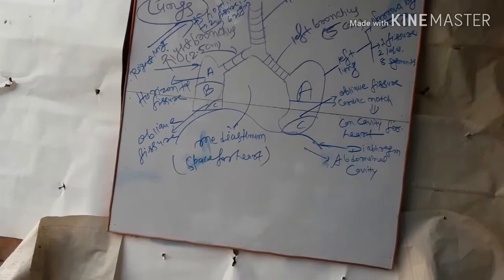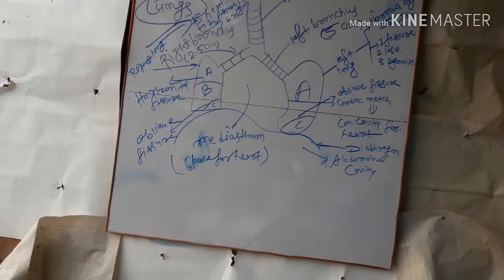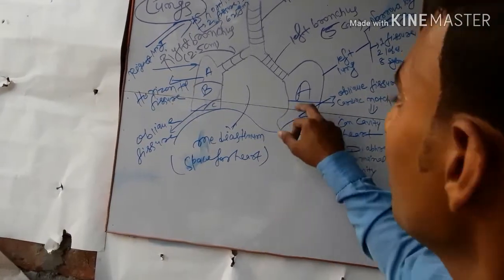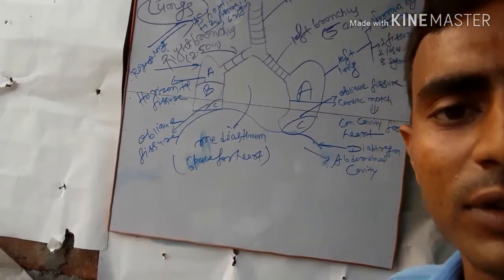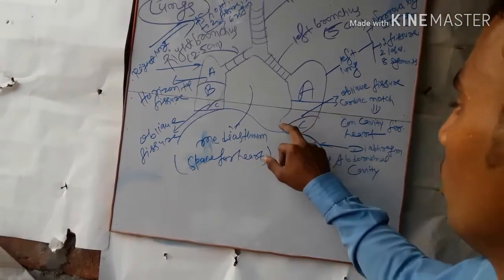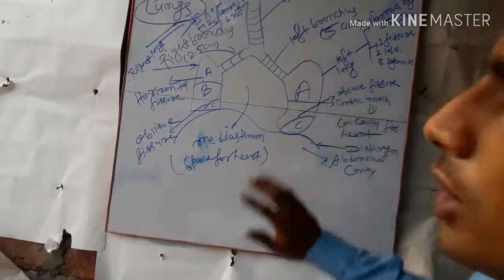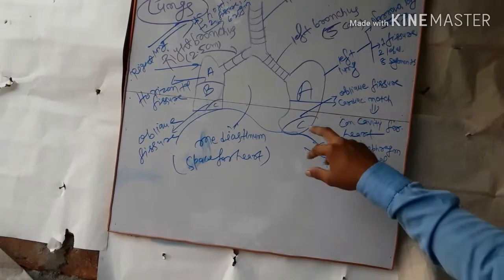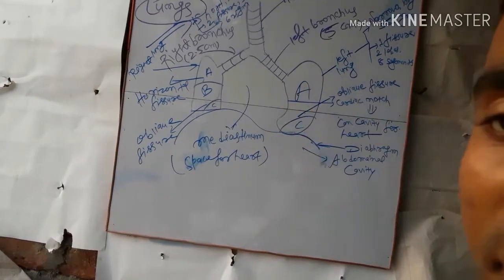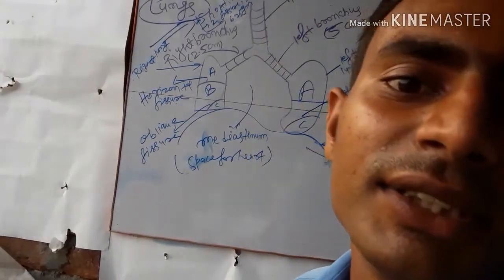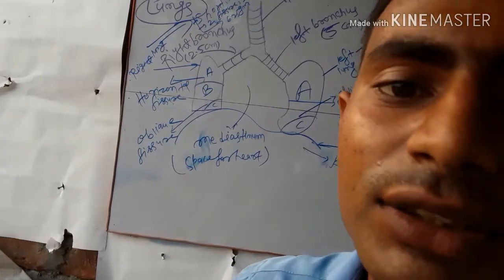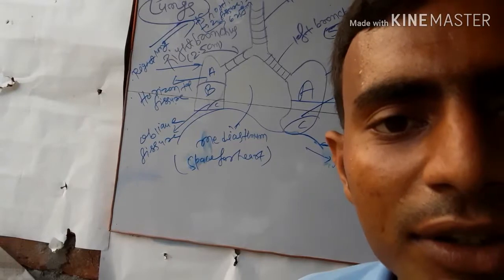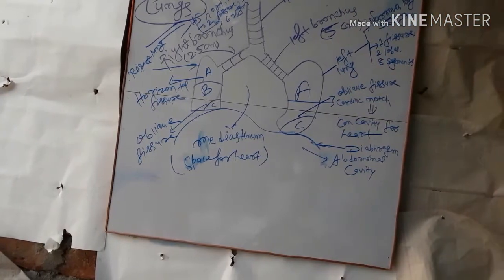One fissure means two lobes. One fissure, one lobe and a second lobe. One fissure, two lobes and 8 segments. In the right lung, 10 segments, and in the left lung, 8 segments.